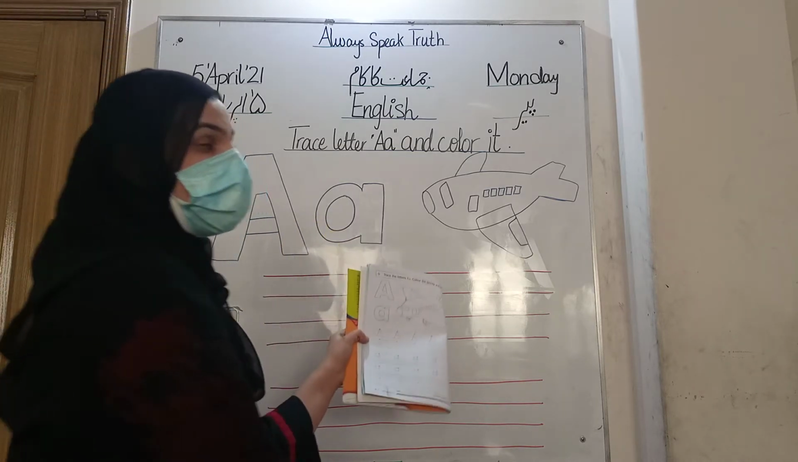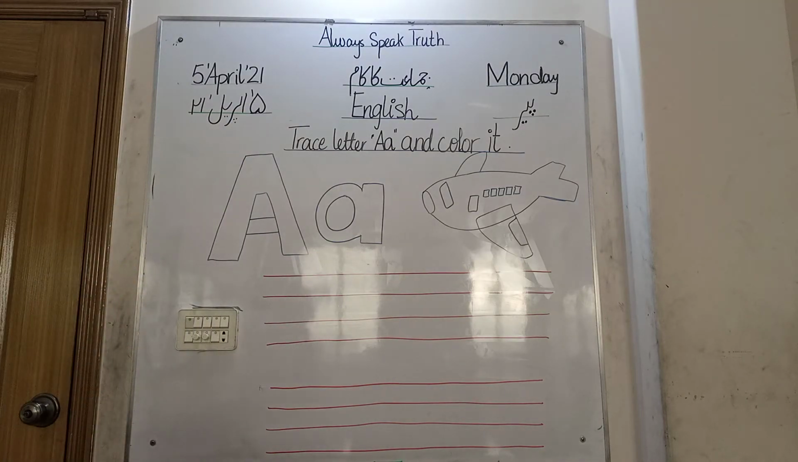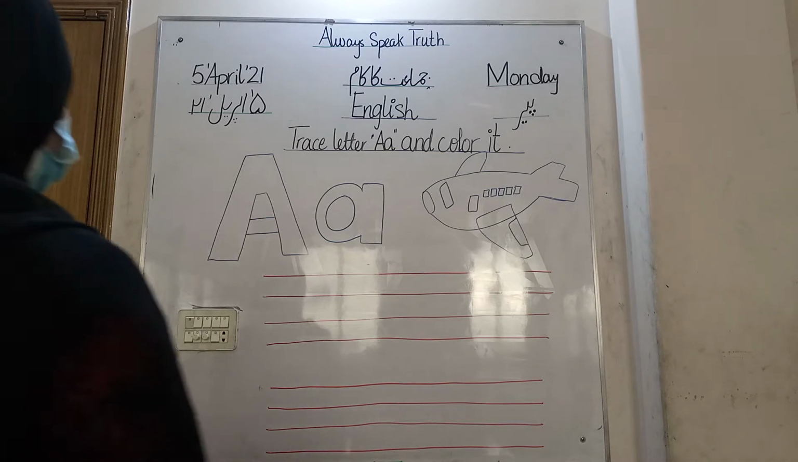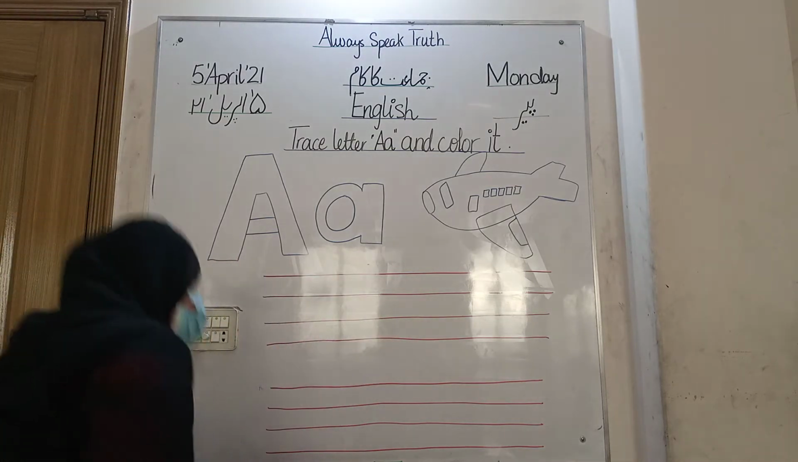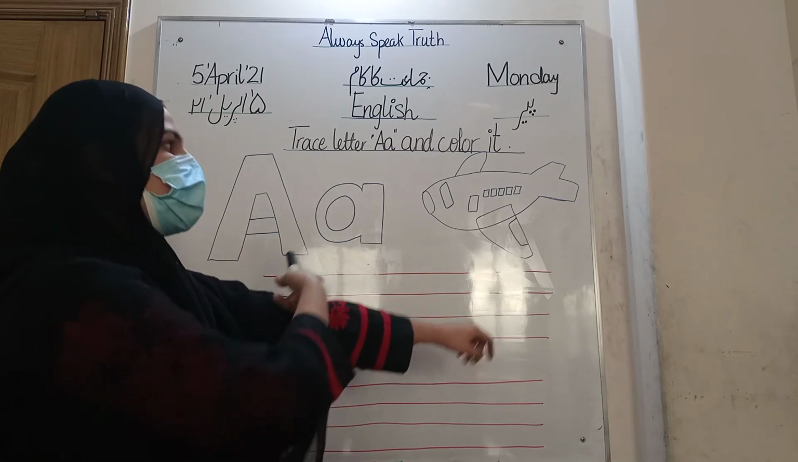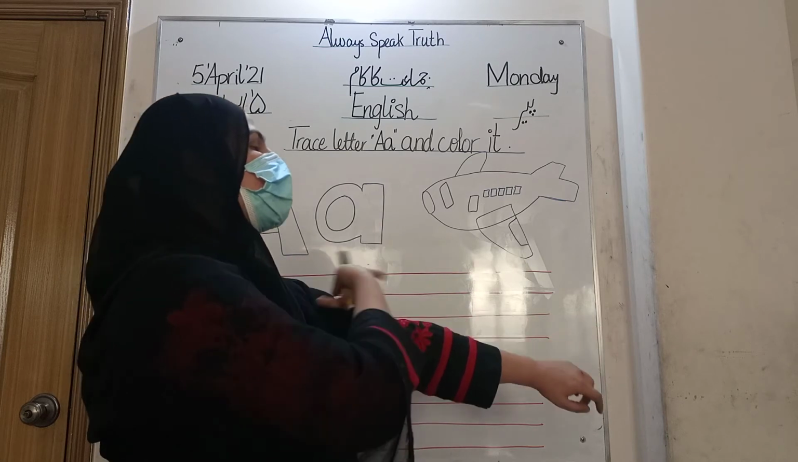Today I will tell you how to write capital and small A. A, A, A. What is the sound of A? A, A. And what is the action of A? A, A, A, A.